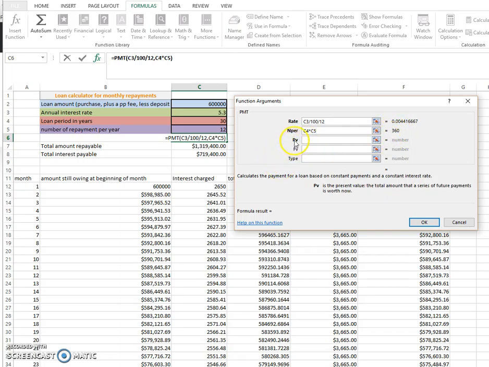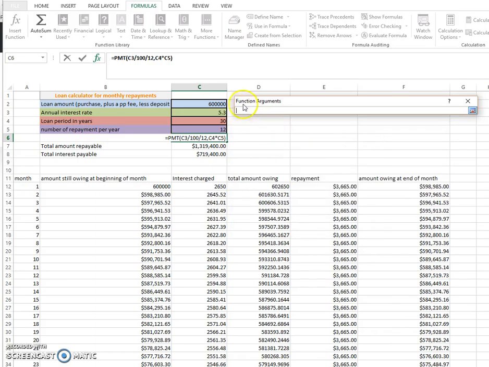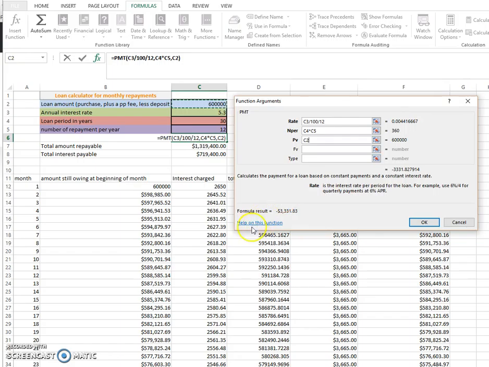Alright, PV stands for the present value of the loan. How much are you borrowing? That's easy, that's the 600,000. So we click on the 600,000 cell, and we're done.